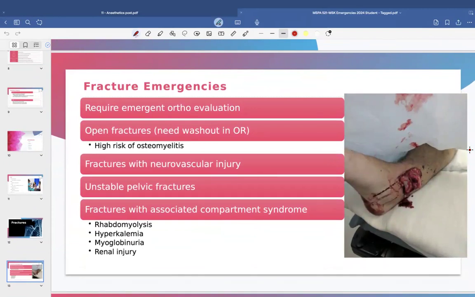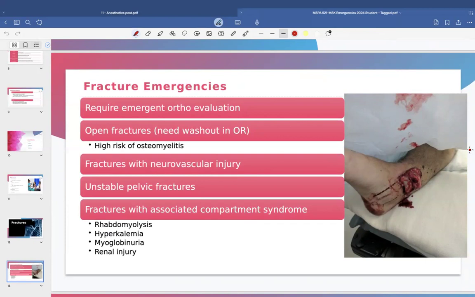Okay. This fracture, hey, it's an open fracture. Guys, it's going to require emergent orthopedic evaluation. Open fractures always need a washout in the OR because there's such a high risk of osteomyelitis. You're still going to treat them for osteomyelitis, which is about 6 to 8 weeks of antibiotics.